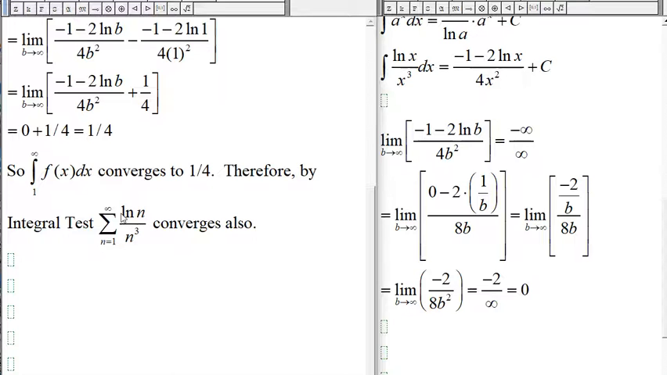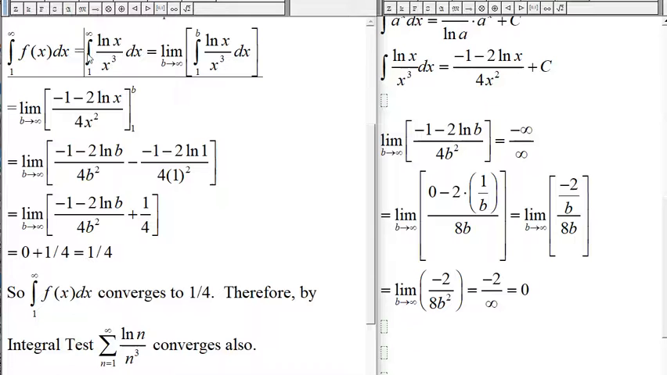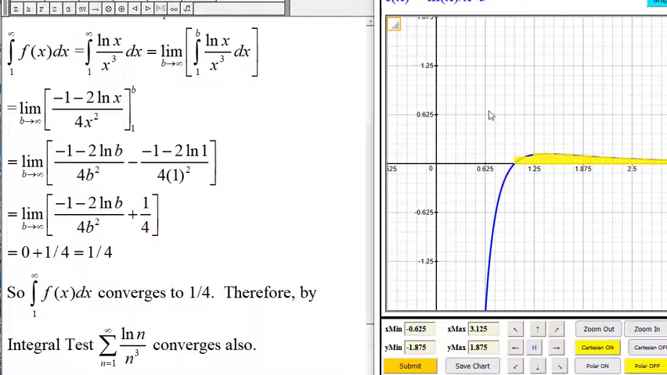And one more time, this integral right here, the integral of ln x divided by x to the third from 1 to infinity, is 1/4, meaning the area between the graph of ln x divided by x to the third and the x-axis is equal to 1/4. This is the graph for ln x divided by x to the third, and 1 is right here. When x is 1, you can see that you get 0. And so the integral from 1 to infinity of ln x divided by x to the third is this area right here, from 1 to infinity. And that area is equal to 1/4.